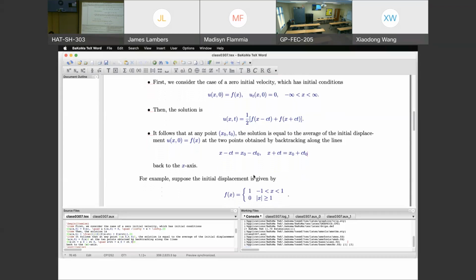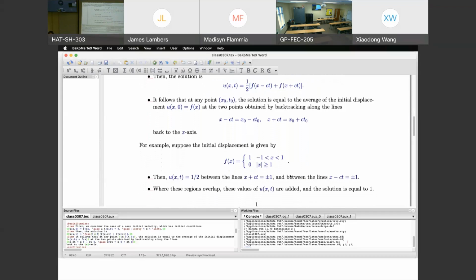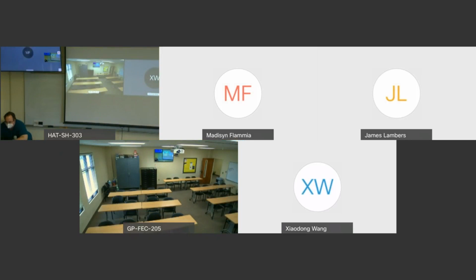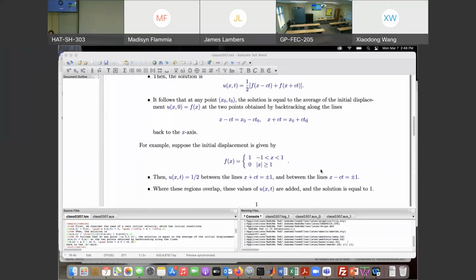But I want to give you an example of initial data. Suppose the initial data is 0 most of the time, except between minus 1 and 1, where it's equal to 1. So we just have this square wave at the beginning. Okay, I need to unshare and reshare so I can show you the picture from the text.